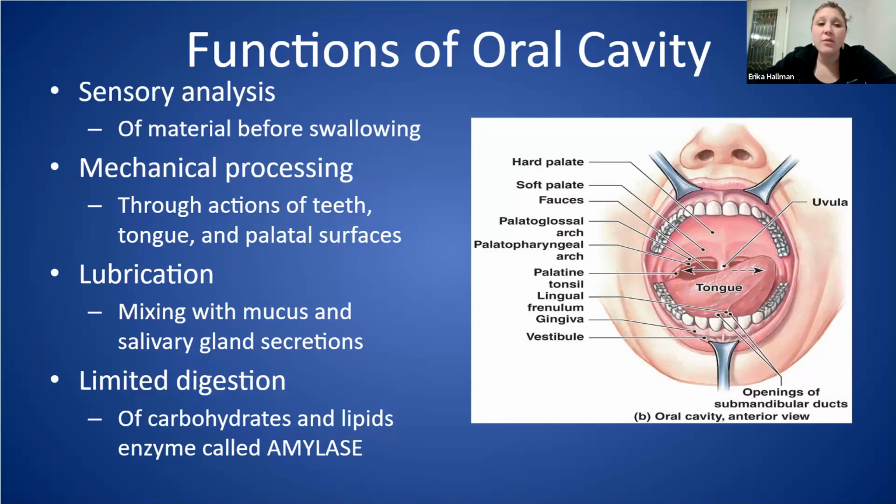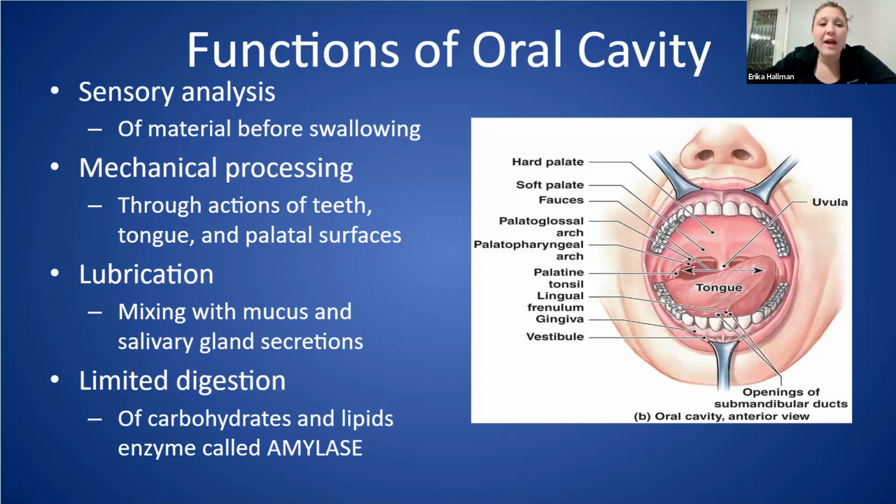The oral cavity is also going to help with lubrication. So we produce mucus and spit and salivary secretions through our salivary glands that are going to help lubricate that food, so that if we're eating something really dry like French bread, we can lubricate it and move it down through our GI tract more comfortably.